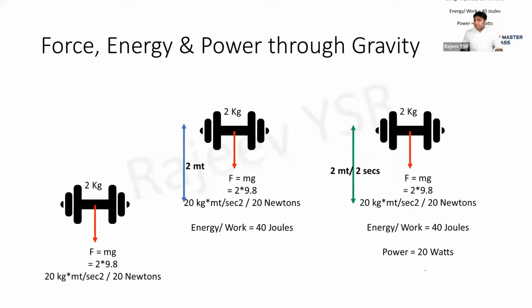Now imagine you picked up this 2 kg dumbbell to a 2 meter height within just 2 seconds. Then what is the power that you exerted upon it? The power that you have exerted upon it is 20 watts. This is a physical representation, or a physical understanding or experience, of all the concepts that we have learned so far. Is it clear? Shall we move forward?